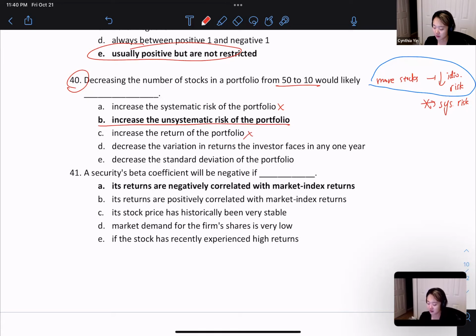Okay. Decrease the variation in returns the investor faces in any 1 year. Well, it's just off track. You cannot predict how the variance in return in any 1 year will change, right? So you might increase or you might decrease. Decrease the standard deviation of the portfolio is exactly opposite. It will increase the standard deviation of the portfolio because it has more unsystematic part or the idiosyncratic part. So B is right.